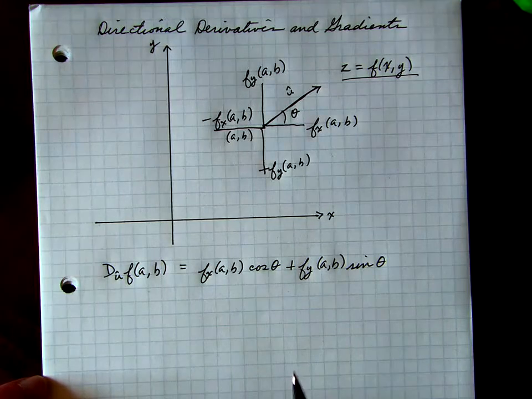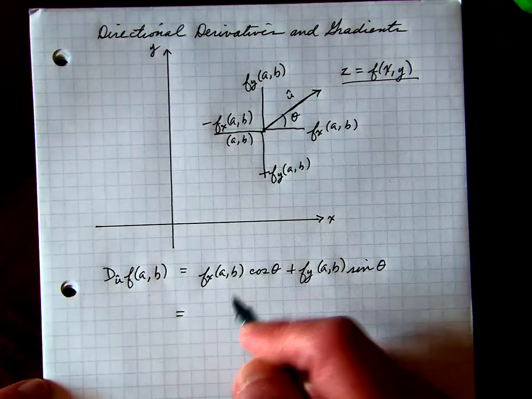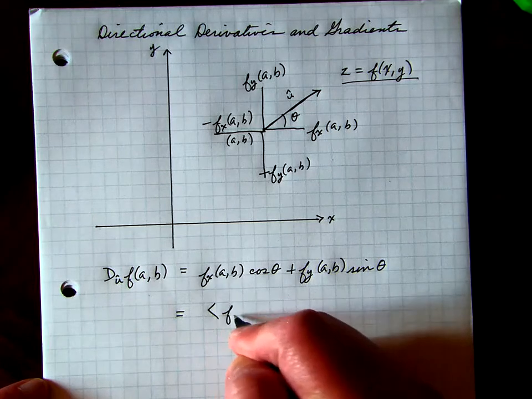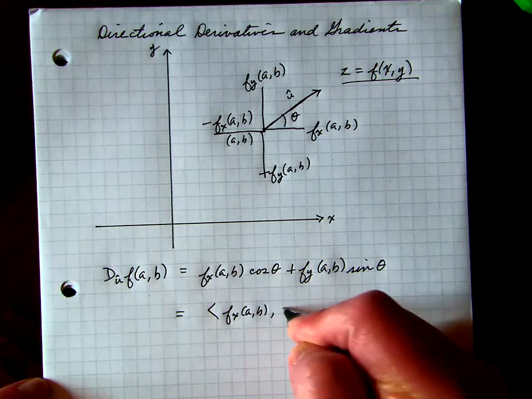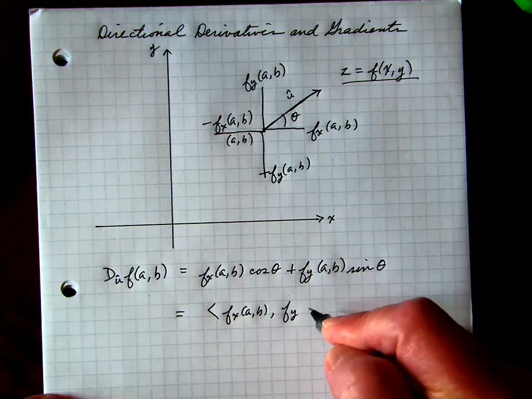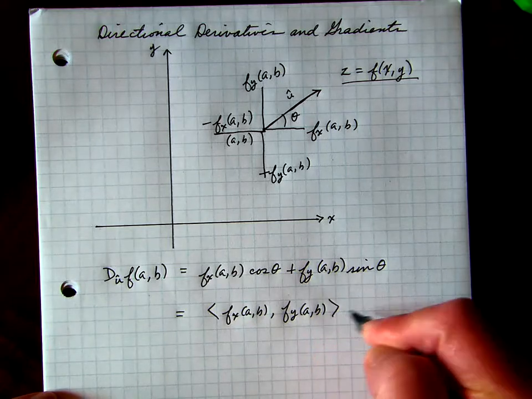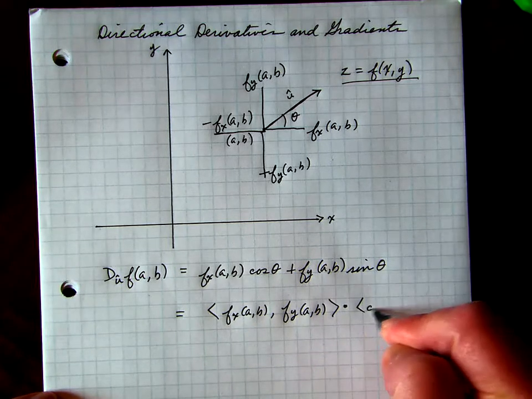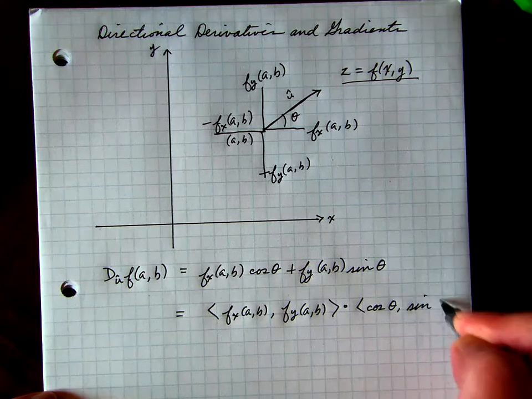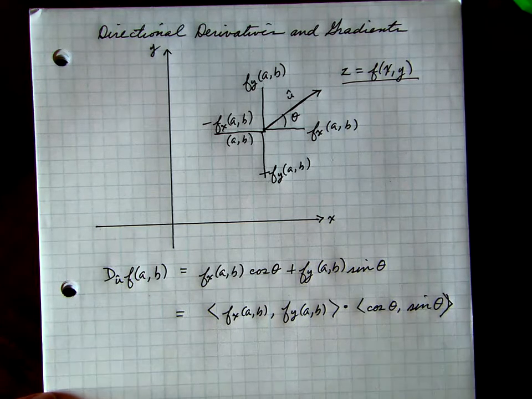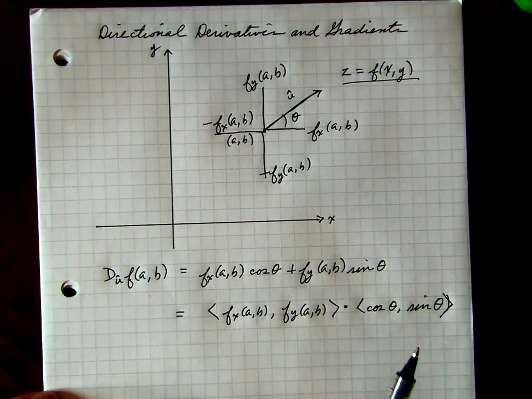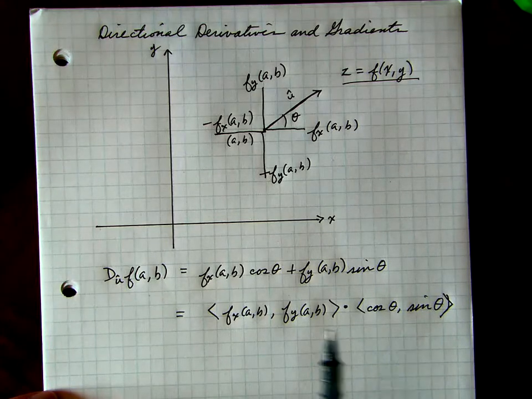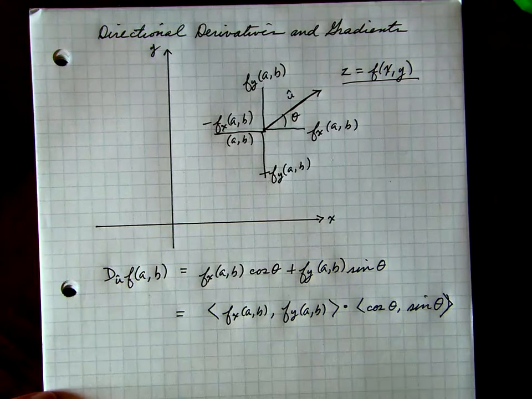But check out how you can rewrite this. We often break it up into vector notation. So here's the fx and fy, and here's a dot product with cosine theta, sine theta. I hope you recognize this. That's the typical unit vector for any given direction. If you dot these two, you get the directional derivative.